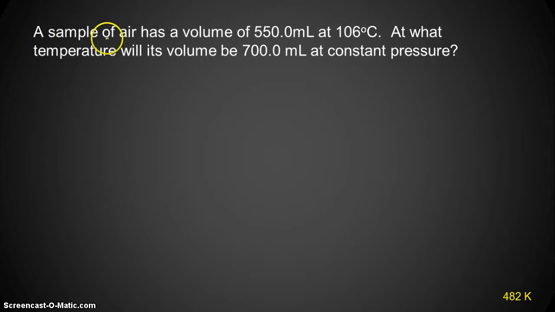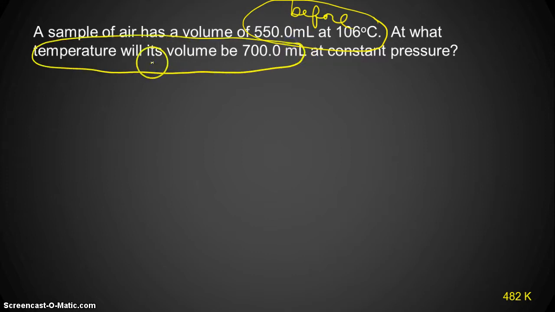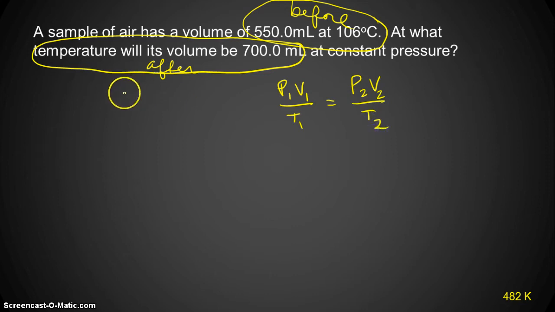So our first problem here says a sample of air has a volume of 550 milliliters at 106 degrees Celsius. At what temperature will its volume be 700 milliliters at a constant pressure? So the first thing I notice is that it seems like I have a set of before conditions and a set of after conditions. So because I see a before and after scenario, I'm going to guess that I'm going to be using my combined gas law. So that's P1 V1 over T1 equals P2 V2 over T2. So this is the equation I'm most likely going to be able to use.